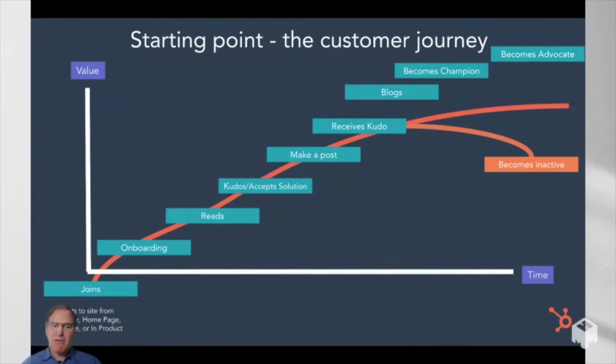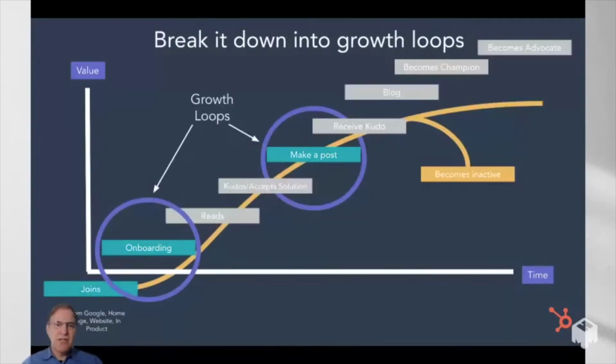This is just an example, a very simple community example of a customer journey, right? Somebody joins the community. They could be from Google, from your homepage, or from in the product, and then they go through this evolution on the site. It's a lot to address all those different touch points. So with growth loops, you can pick one or two to focus on. I highly recommend onboarding, right? You don't want to lose them when they get to the party. You want to make sure they engage with others, or at least go deeper into the site.